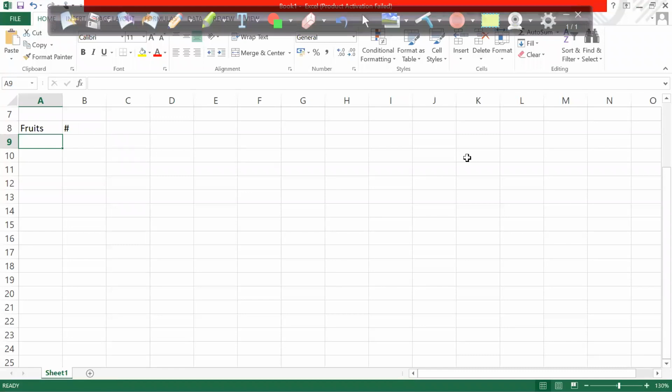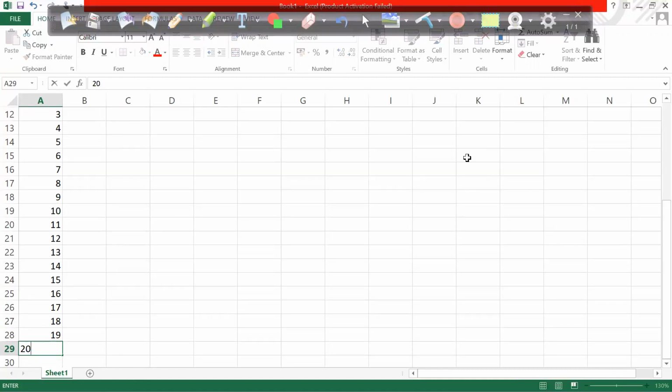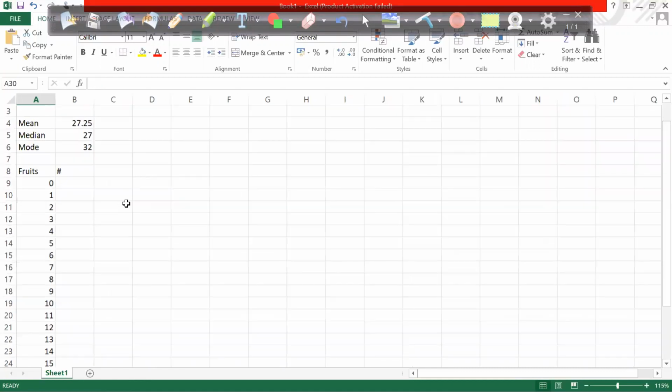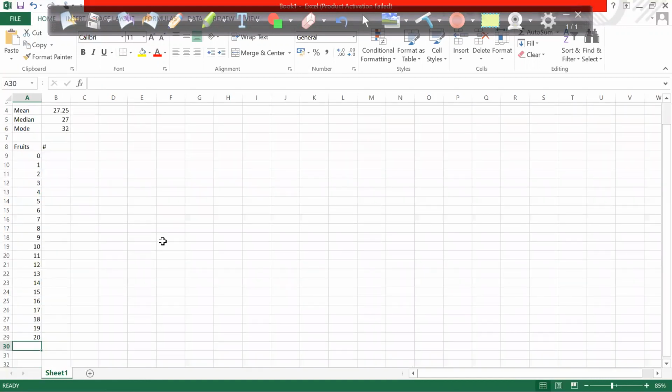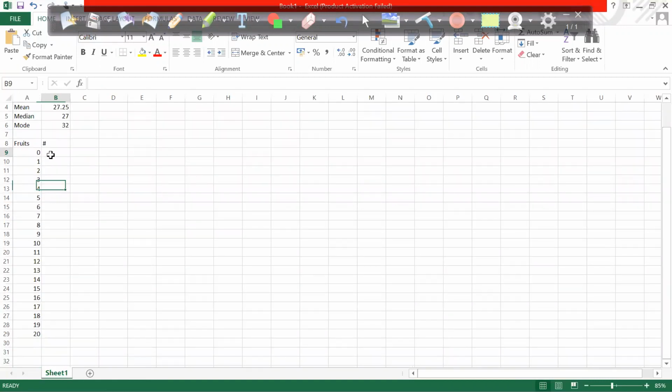So let's say 0 fruit, 1 fruit, 2, 3, 4, 5, 6, 7, 8, 9, 10, 11, 12, 13, 14, 15, 16, 17, 18, 19, 20. So there are people who are saying that I'm consuming 0 fruit. There are people who are saying that I'm consuming 1 fruit, and so on. So from the survey, we got to know that one student is consuming 0 fruit.